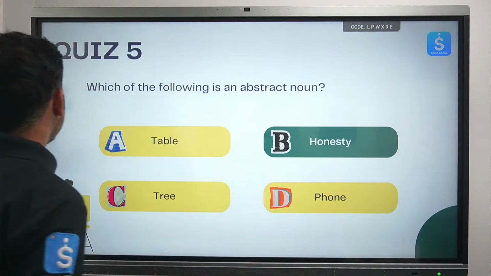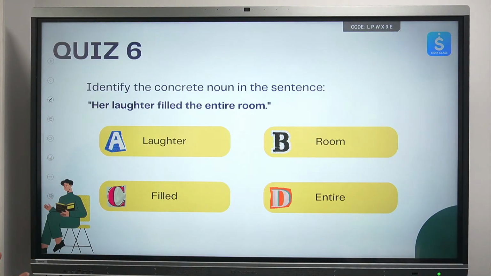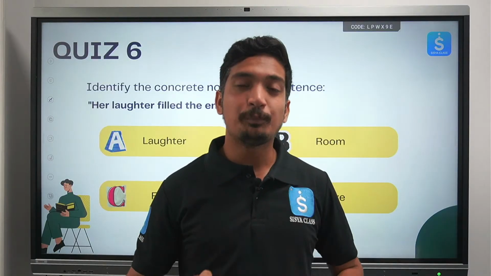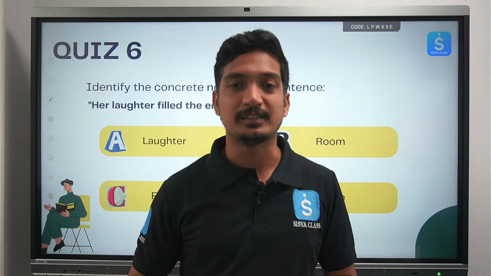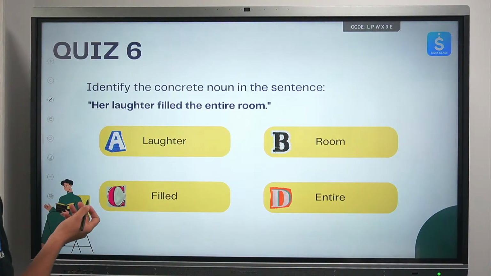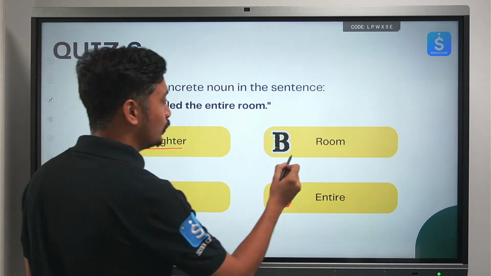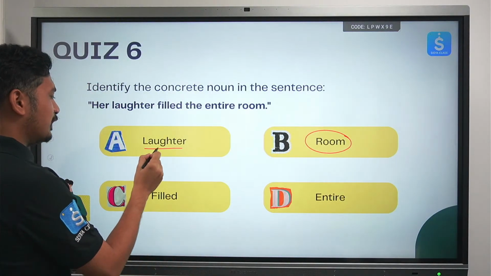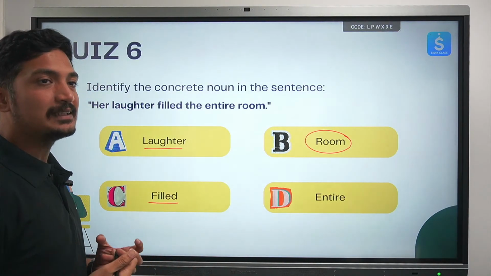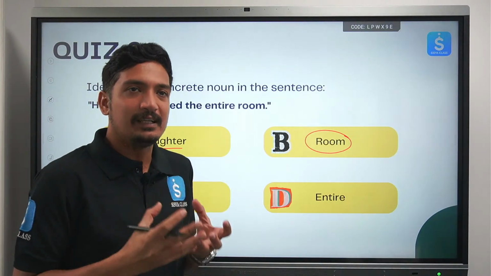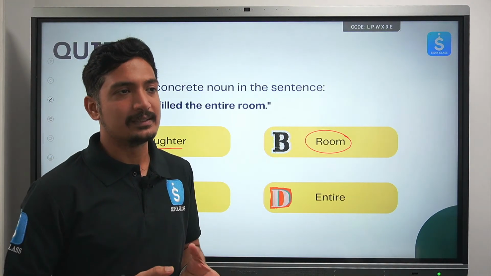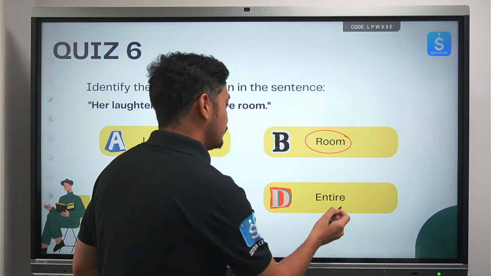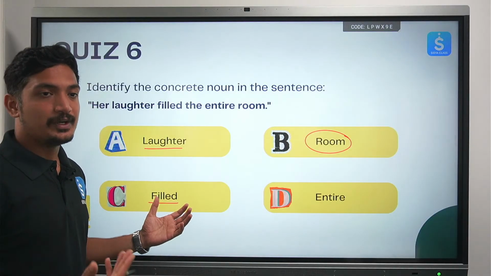Moving ahead, question number 6. Identify the concrete noun in the sentence. When I say concrete noun, it means that you should perceive that word with any of your five sensory organs. Let's talk about that. Laughter is one. Then we have room, something that you can perceive with your sensory organs. Then we have filled, which is not a noun itself. Filled is actually an adjective, because it describes a noun.